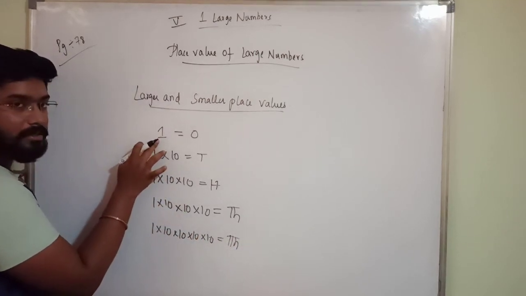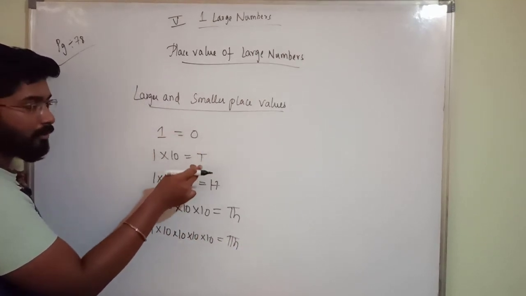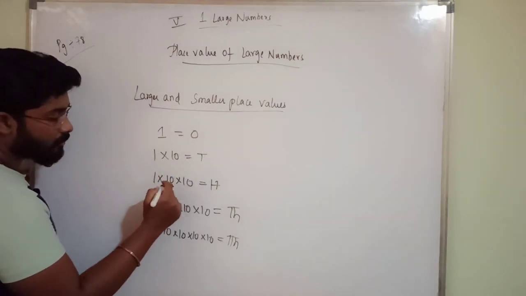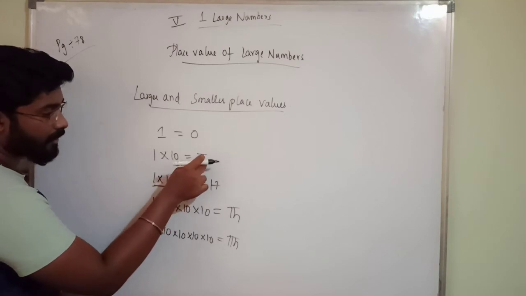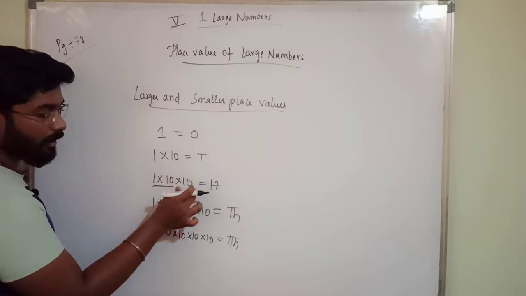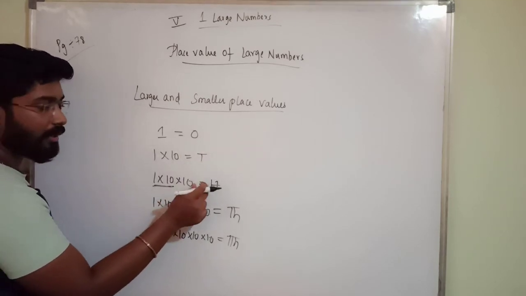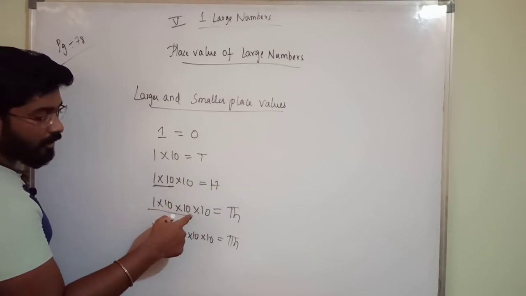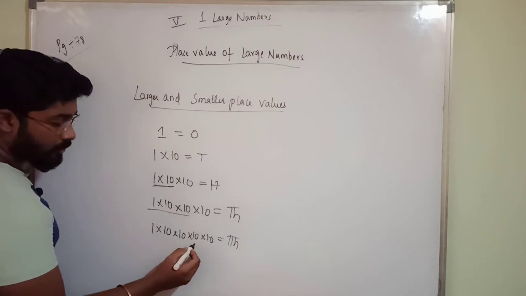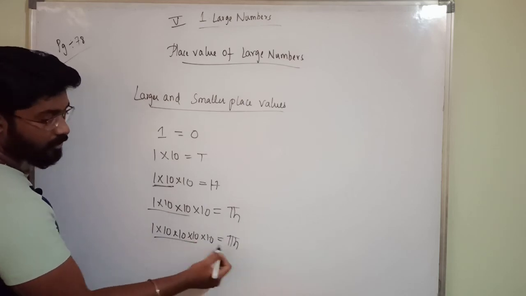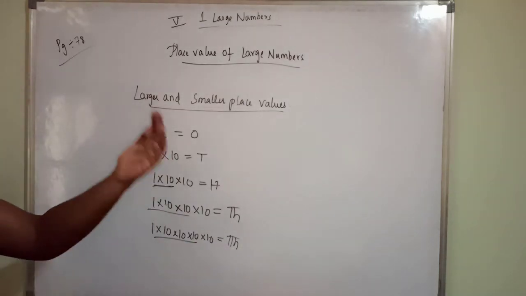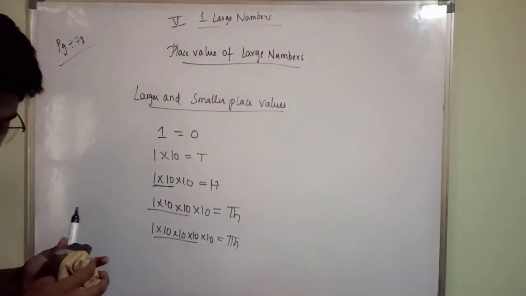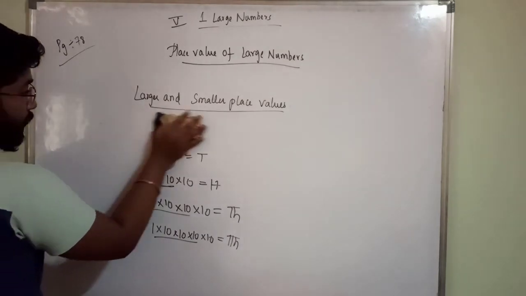From the ones place, if you want to go to the tens place, you have to multiply with 10. So these two are in the tens place. For the tens place, you multiply with 10 again and you will get the hundreds place. Up to here it is 100 into 10, you will get 1000. Up to here it is 1000 into 10, you will get 10,000. Like that it will go on. Okay. So he has given here, fill in the blanks.